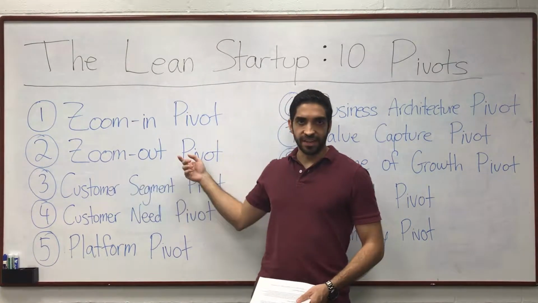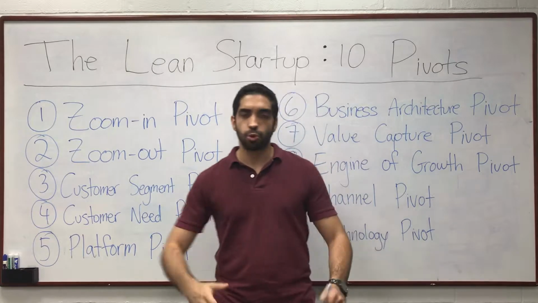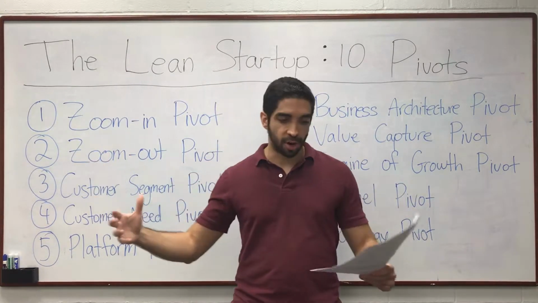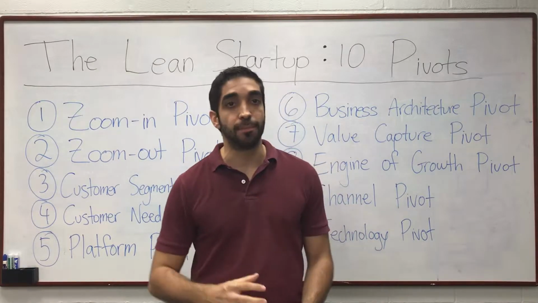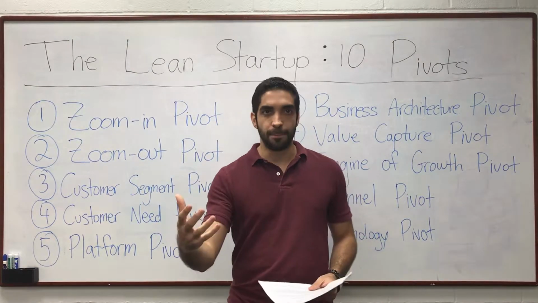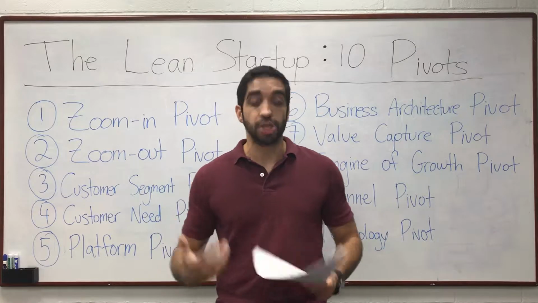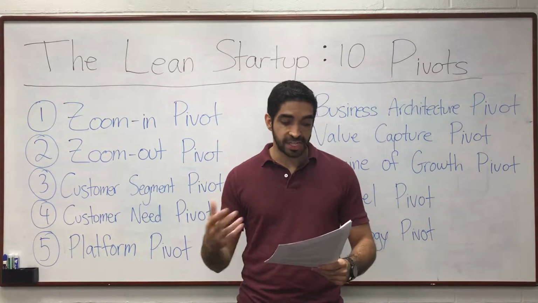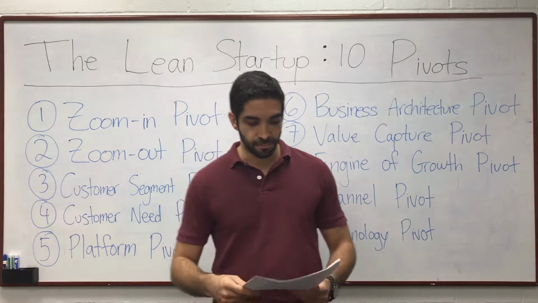The next kind of pivot is called a zoom-out pivot. This would be the opposite. In this type of pivot, what was considered the whole product becomes a single feature in a much larger product. For example, if customer feedback reveals that users want more than the product currently offers, then it may be a sign that a zoom-out pivot is required.